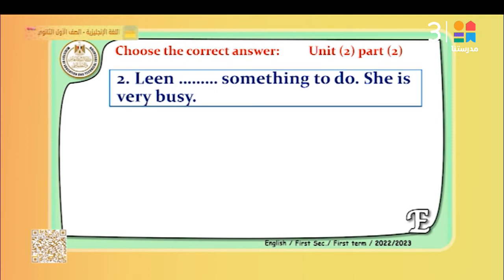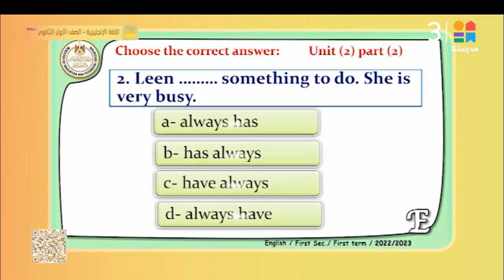Lean something to do. She is very busy. Lean always has, always have, have always, always have. Of course, we have two things to think about. Lean is a girl. She is singular, so lean has, not have. So I will delete the two answers with have, because lean is singular. So I will take has here. Always has or has always? I will say lean always has, because we said the place of adverbs of frequency is before the verb.